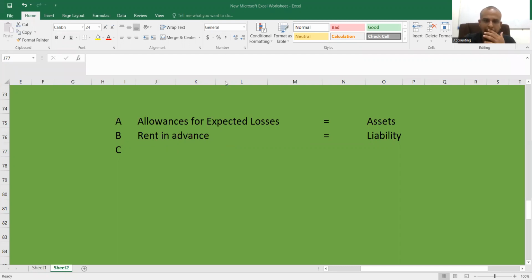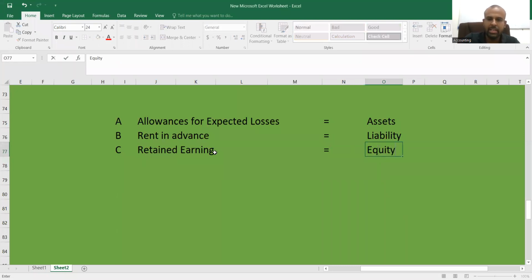What is next? Retained earnings. What account is retained earnings? Yeah, retained earnings is an equity account. Retained earnings are undistributed profit. Now the profit is attributable to the owner, so retained earnings is an equity account.